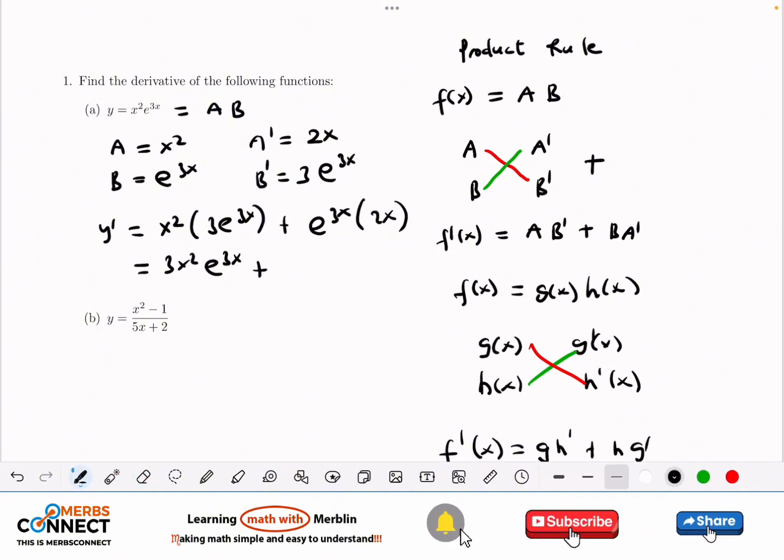So when I multiply, I have 2x e to the power 3x. So this is what I'm going to get for the product rule, right? So let's look at something.